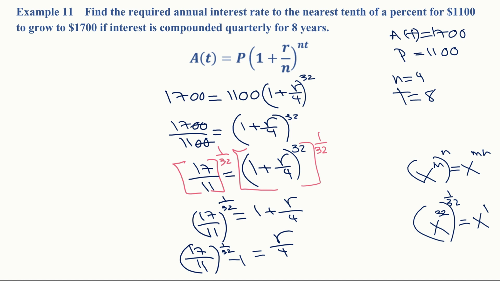So all we have to do now to get r by itself, let me go over here. So we get r equals, multiply both sides by 4, right? Don't forget to use parentheses because it's going to have to get distributed since there's more than one term involved here, right? So 4 times (17 over 11 to the 1 over 32 minus 1), like so, okay? So now we're just going to type that in. That's all there is to it.